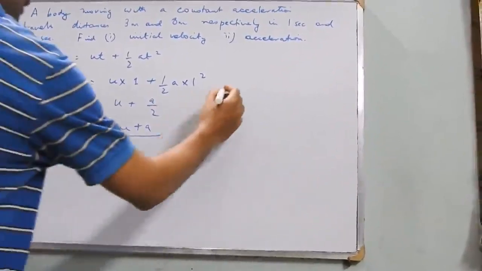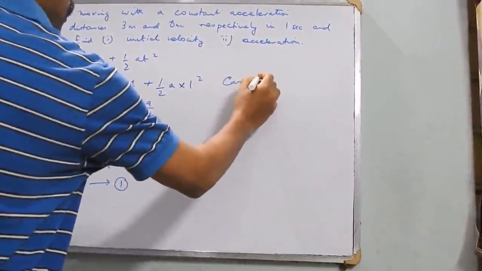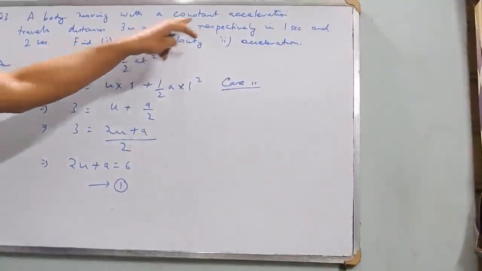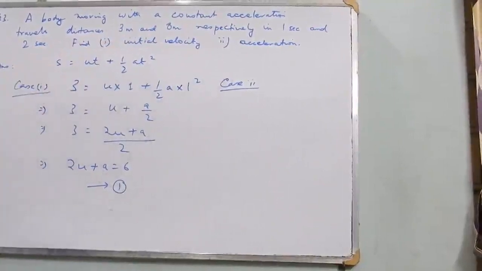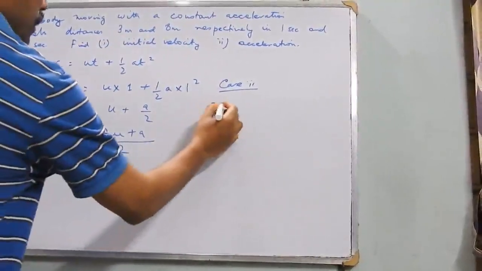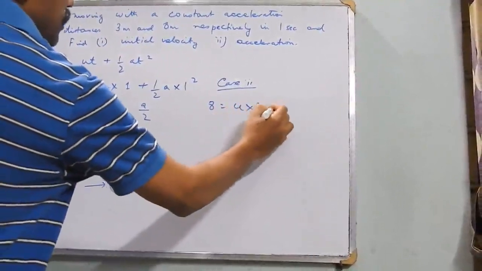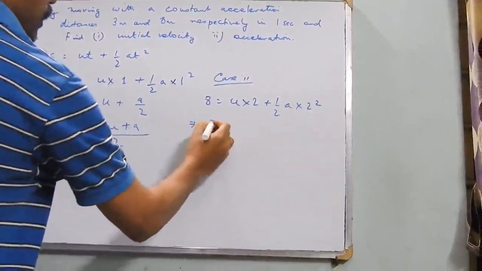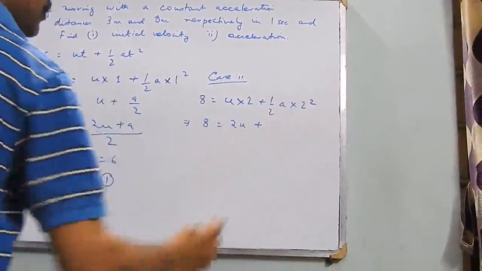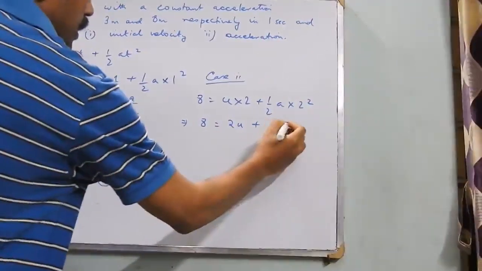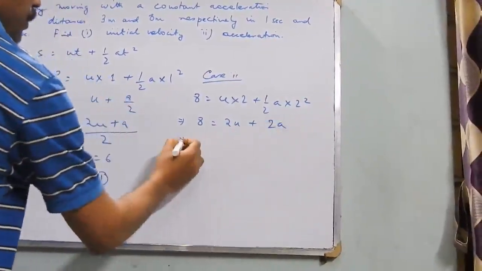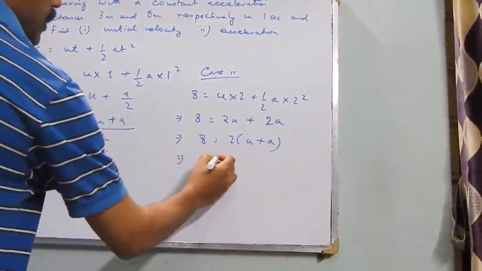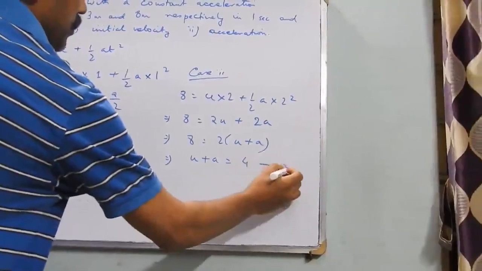Now the second part of the question, the same equation we have to apply. It is travelling 8 meter in 2 seconds. So instead of S we will write 8, instead of t we will write 2. So this we can simplify as 2u plus 2 square is 4, 4 by 2 is again 2a. If you take 2 common, so it cancels out and you get u plus a equal to 4. This is our second equation.